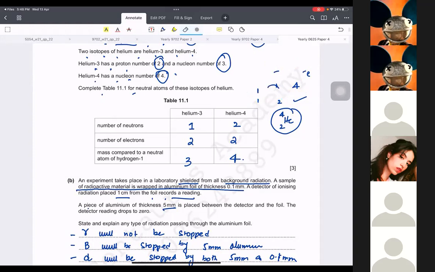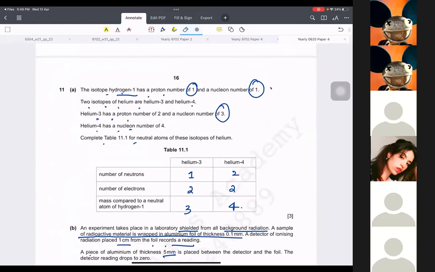Okay. Well, let me write it down for you. So first of all, let's talk about hydrogen. It said hydrogen-1 has a proton number 1 and nucleon number 1. What does that mean? That hydrogen has 1 mass, 1 proton, right? Then it says 2 isotopes of helium, helium-3 and helium-4. Helium-3 has 2 protons and nucleon number of 3. So 3 and 2. Agreed? And helium-4 has 4 nucleon number, but they are isotopes, so isotopes have the same proton number. Agreed? Do you understand, Malak, up till now?